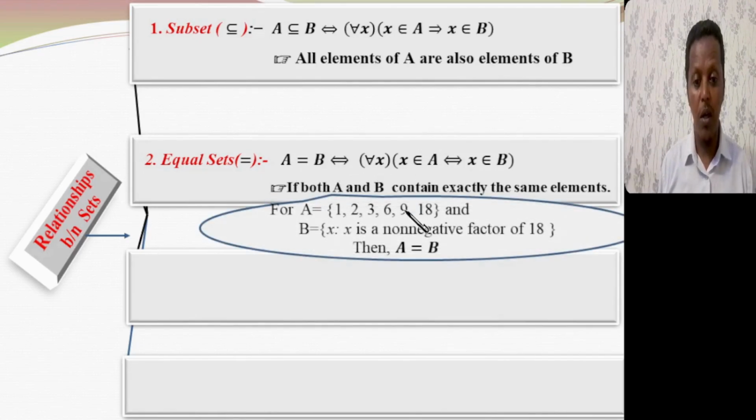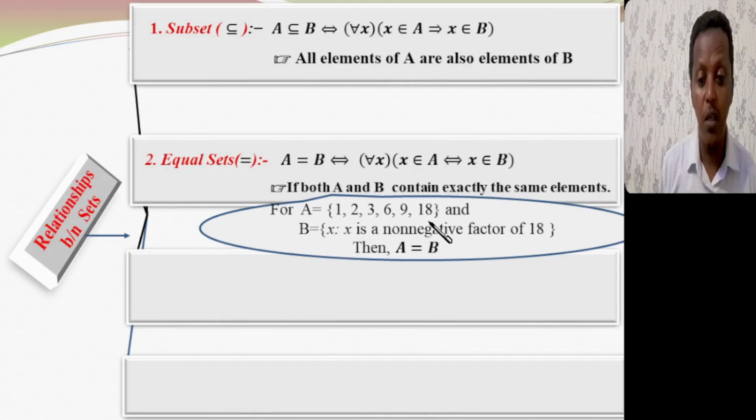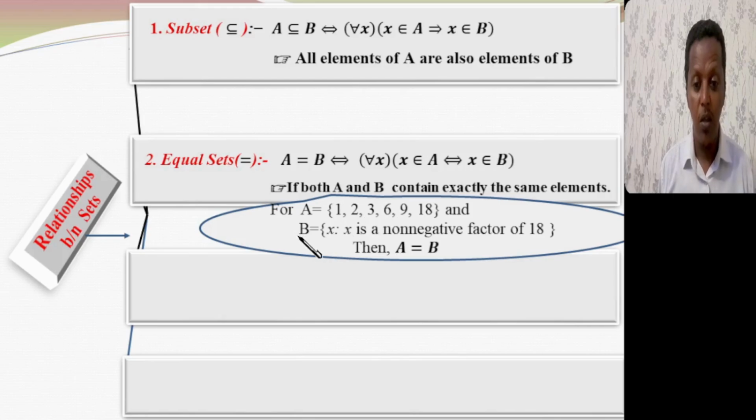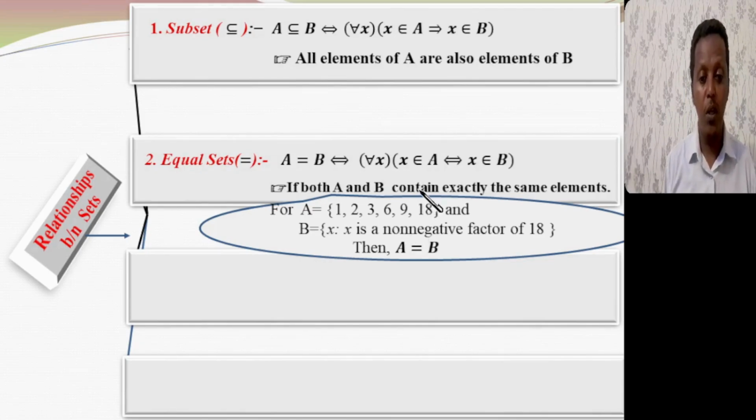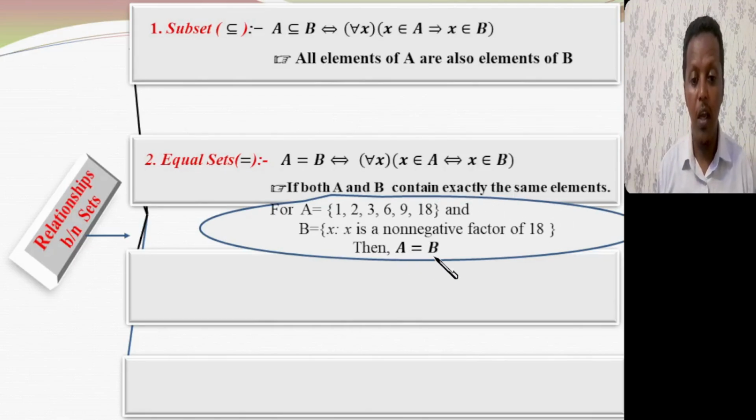Again, if you take the similar example, set A containing 1, 2, 3, 6, 9, 18. Set B, x such that x is a non-negative factor of 18. In this case, we consider non-negative. So the only difference between these two sets is the description. We describe set A based on the complete listing method. We list all the elements. We describe set B based on what? The set builder method. Both will have the same elements. That means they contain exactly the same elements. So A is equal to what?